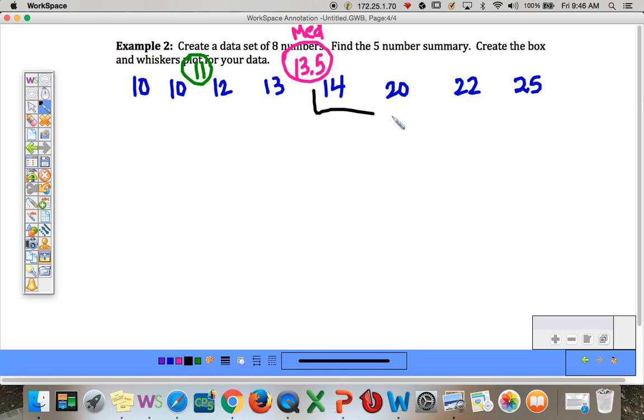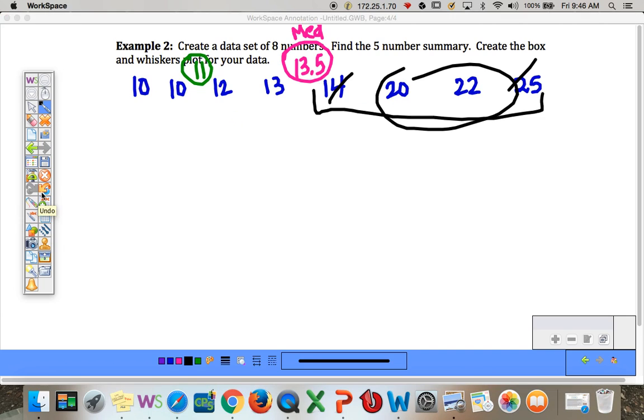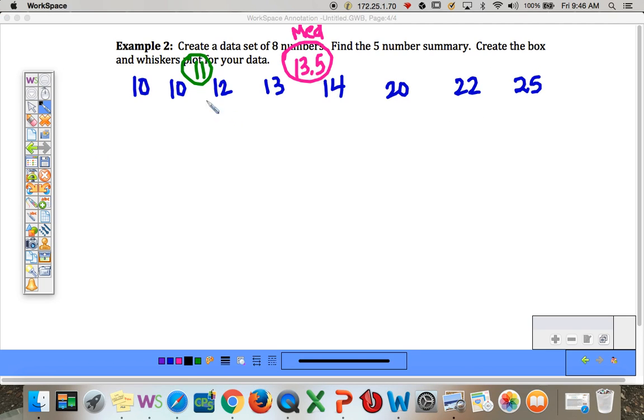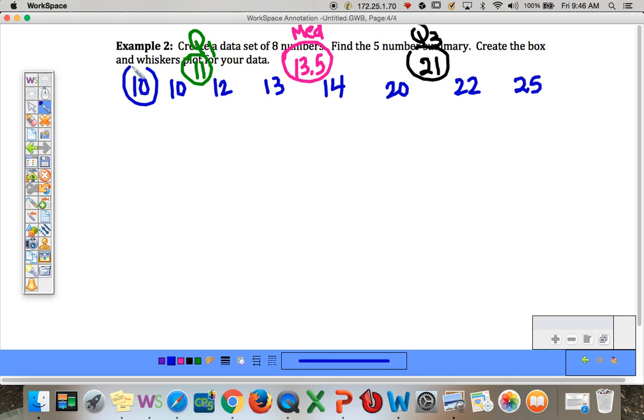Let's find Q3. It's the middle of our second half of data. So again, if there are 2 numbers in the middle, you average them, or think, what is the middle of 20 and 22? And we know that's 21. So here's 21 as our Q3. This is our Q1. And then we have our min and our max. So our 5-number summary is 10, 11, 13.5, 21, 25.